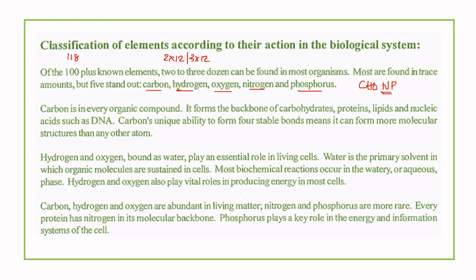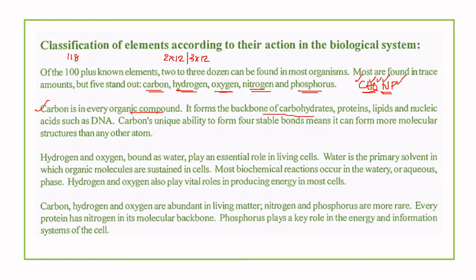CHONP. You know the phosphate in adenosine triphosphate, biphosphate, diphosphate that you are studying, nitrogen in amino acids, then carbon, hydrogen, oxygen are essential for carbohydrates. Okay, so you know that. So these are the 5 standouts: carbon, hydrogen, oxygen, nitrogen, phosphorus. Carbon is in every organic compound. You know, organic chemistry exists because of this carbon.